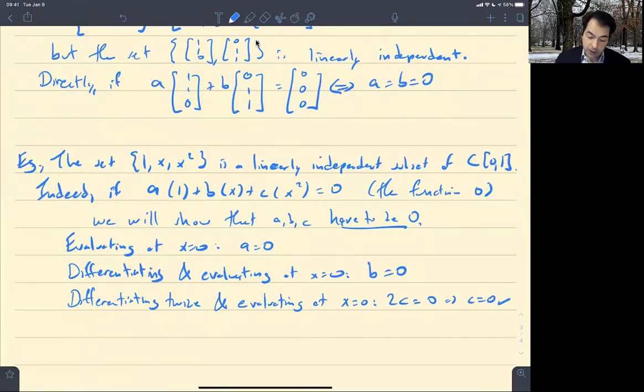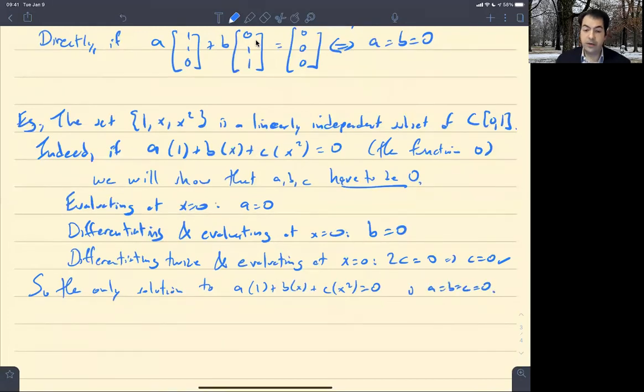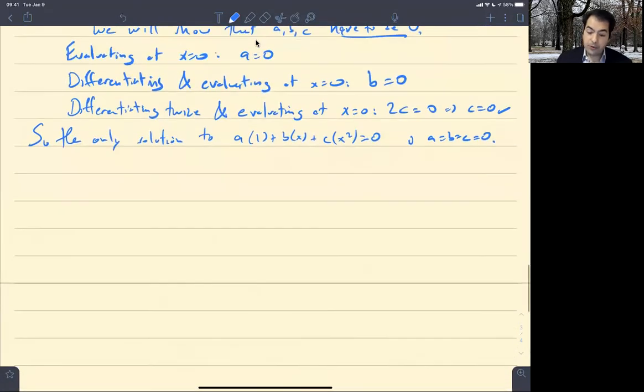Right? So the conclusion, the only solution to a times 1 plus b times x plus c times x squared equal to 0 as functions is a equal to b equal to c equal to 0. Right? And that's what we mean by linear independence. That's the only solution. Okay.